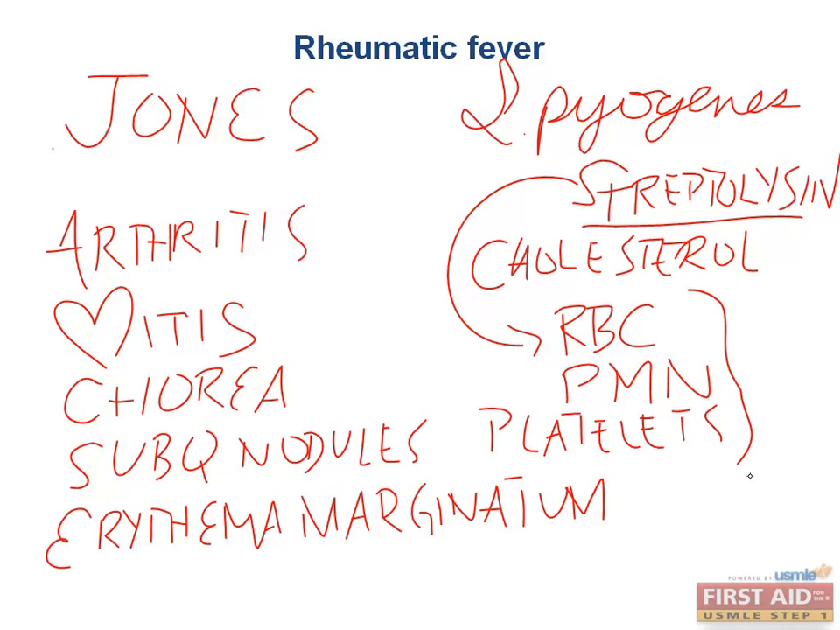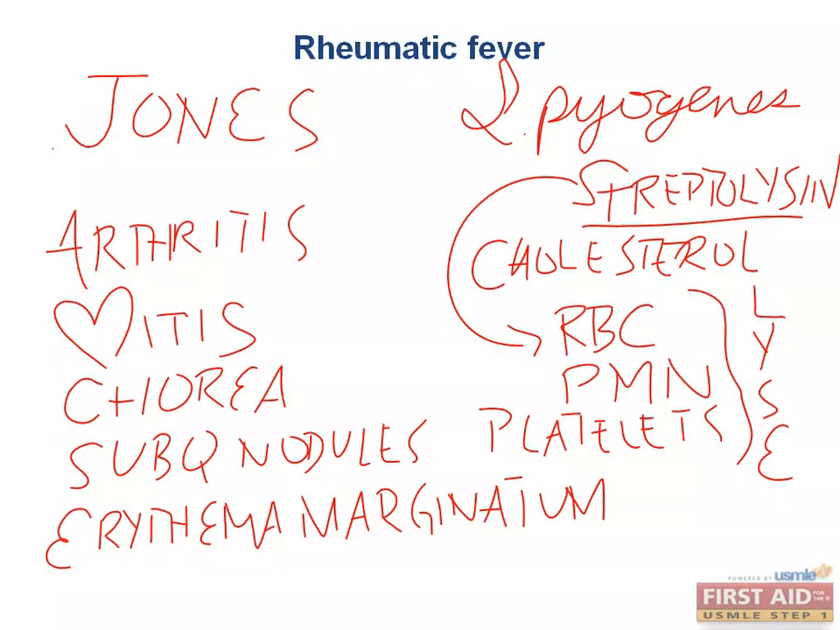So let's think about what would happen if we had a toxin against the cholesterol component of our plasma membrane. We'd probably lose some of the integrity of our membrane, and that's exactly what streptolysin does. It allows water to enter and lyse, so you get lysis of all of these cells. Hence the name streptolysin. It comes from streptococcus, and it causes lysis of red blood cells, neutrophils, and platelets. The reason it does that is because it disrupts the cholesterol component of the plasma membrane and allows water to enter the cells.